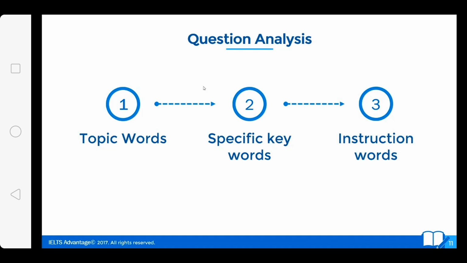And then look at the instruction words. What is it that they want you to do? Do they want you to give your opinion? Do they want you to discuss the advantages and disadvantages? Do they want you to talk about problems and solutions? You must do what they ask you to do.